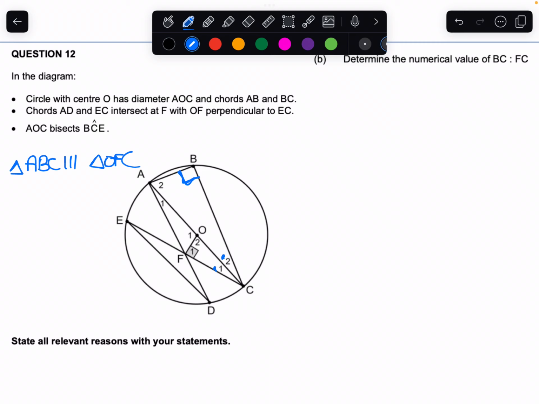So we're asked to determine the numerical value of BC to FC. Let me use, so, we also know, I mean, do I really need to highlight? But I will do it. This is a diameter. Okay, so we want to find the ratio of BC to FC.